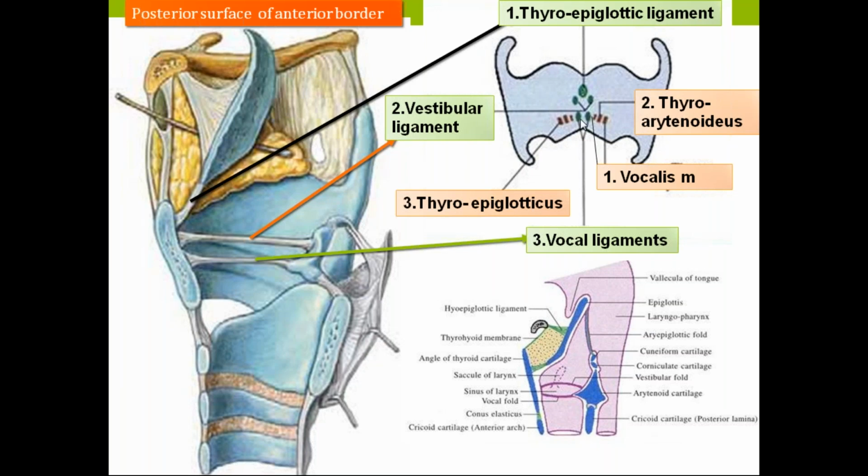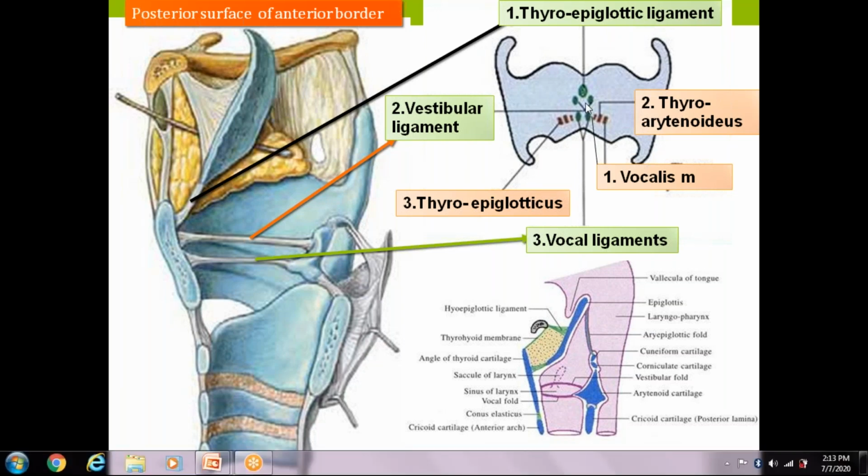So these muscles are arranged mediolaterally. First one is vocalis. Second one is thyroarytenoid, and third one is thyroepiglotticus. So the posterior surface of the anterior border gives attachment to three ligaments, three muscles. The three ligaments are thyroepiglottic, vestibular, and vocal ligament, and three muscles are vocalis, thyroarytenoid, thyroepiglotticus. So I think now you're clear about the anterior border.